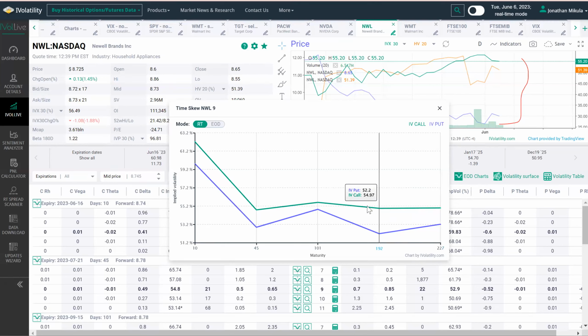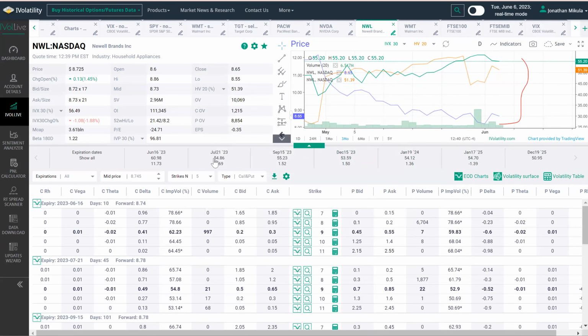Now, if you're looking at this and you see some massive spike here, 192 days from now, then the market's telling you, hey, something is going to go on between now and then. And so there are interesting trading opportunities with that.